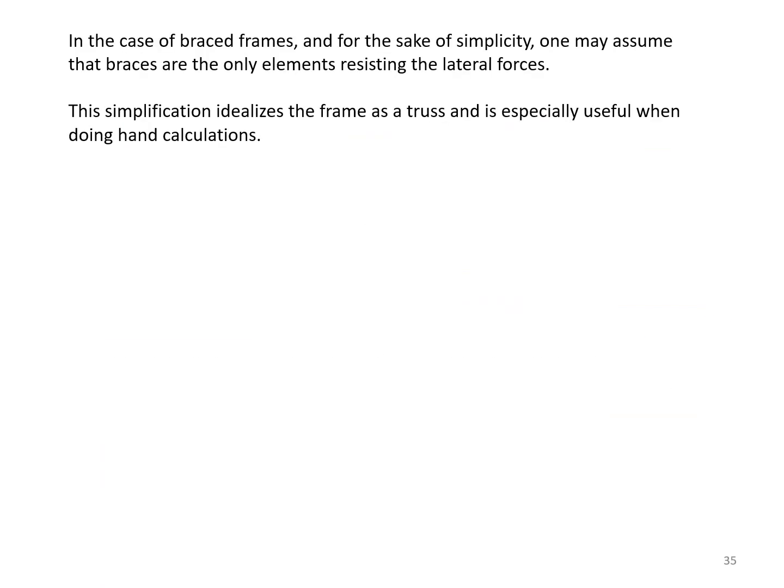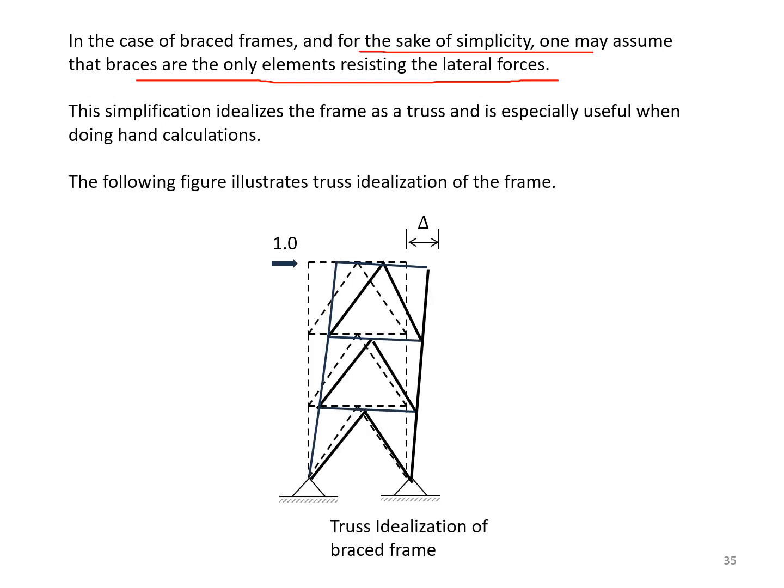All right, so in the case of brace frames, and for the sake of simplicity, we may assume that braces are the only elements resisting the lateral forces. In other words, the beams and columns remain rigid, and we are also considering that the bottom connections are like hinges. So here you see a steel frame, and we are assuming that the columns and beams are rigid. So pretty much there is a rigid body motion for those elements. Any deformation is because of these braces. And top deflection is delta for the force of 1 kip, for example. All right.